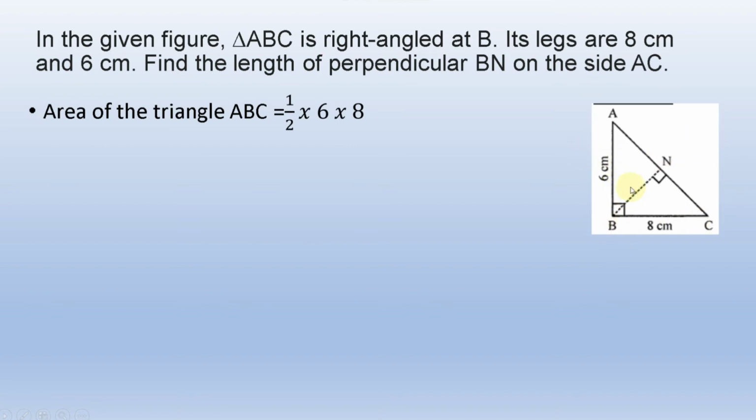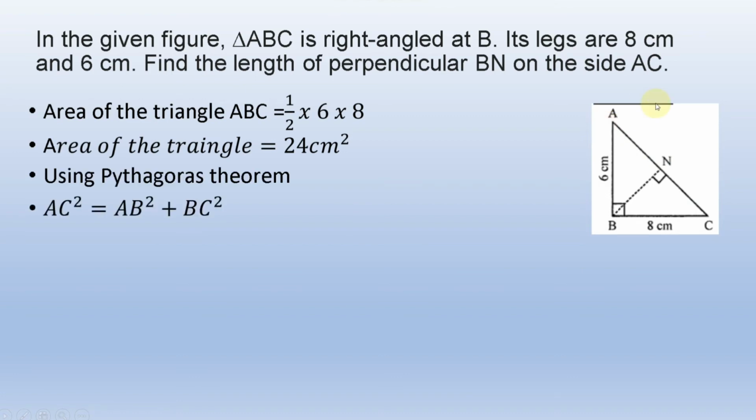Now BC is the base and AB is the height. So half into base into height, from that I can calculate the area of the triangle, which is 24. Now the first thing we need to calculate is AC. AC can be calculated using the Pythagoras theorem. So using the Pythagoras theorem I can write hypotenuse square, AC square, will be equal to AB square plus BC square.